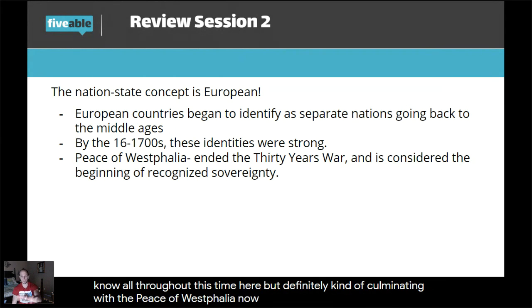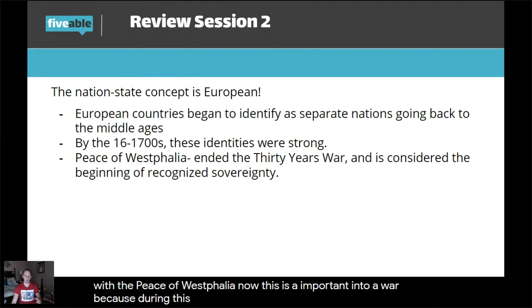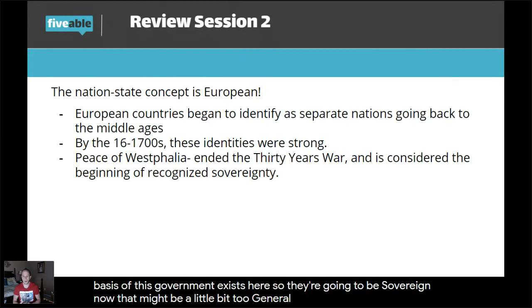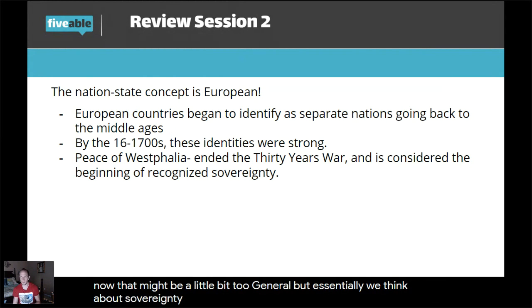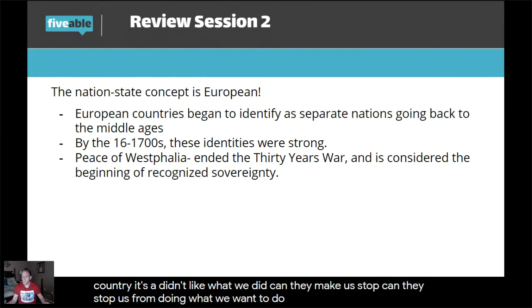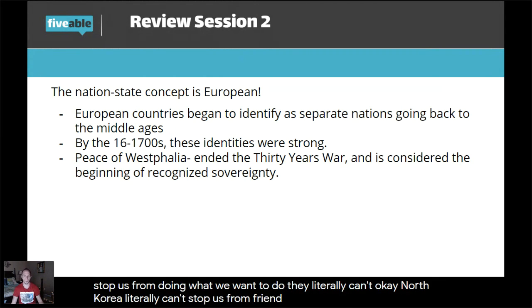Now, this is an important end to a war, because during this time they start to recognize sovereignty on the basis of this government exists here, so they're going to be sovereign. That might be a little bit too general, but essentially, when you think about sovereignty, without going too deep, a country like the United States has power to do whatever we want to within our country, its boundaries. Let's pretend for a second that Canada didn't like what we did. Can they make us stop? Can they stop us from doing what we want to do? They literally can't. North Korea literally can't stop us from doing what we want to do in our country.